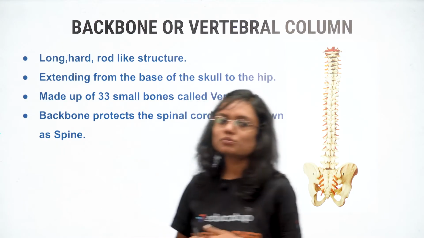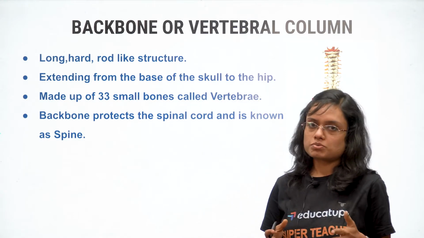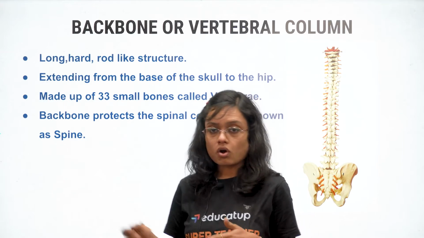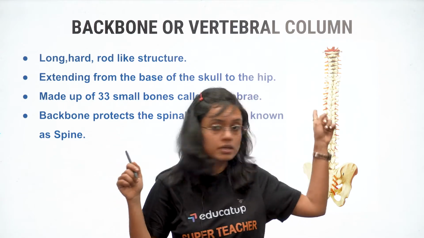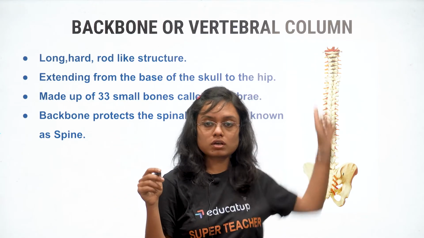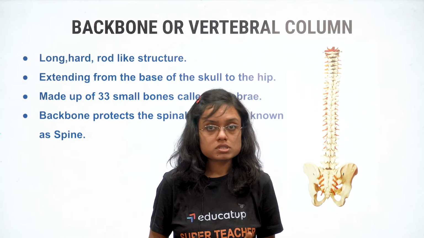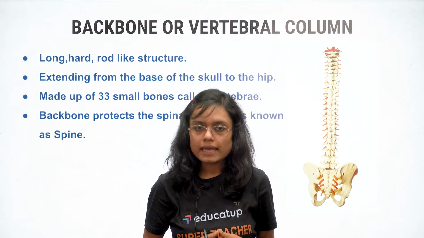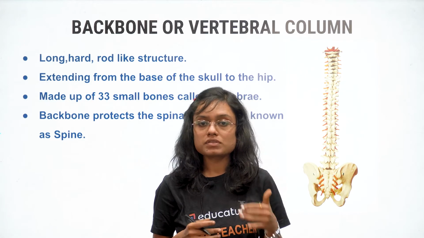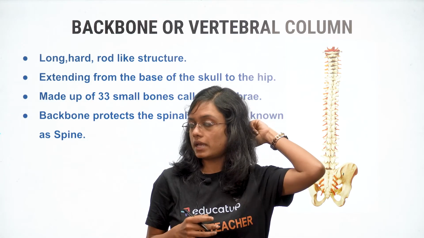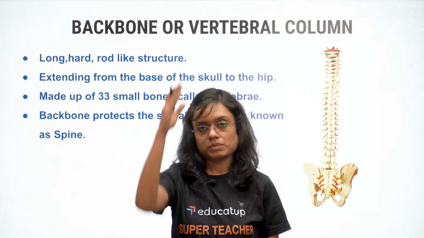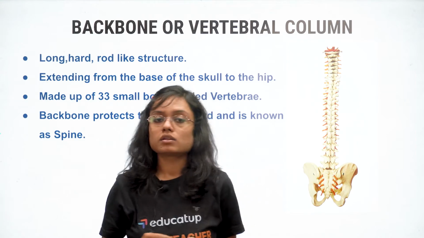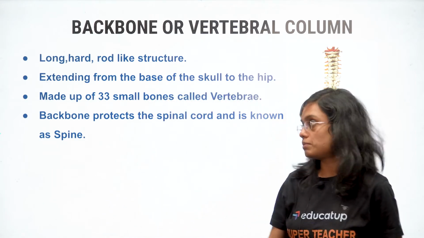Now let's continue. So a backbone or vertebral column is the long, hard rod-like structure. It's very long, as you can see in the image over here. It is completely made up of bones, so extremely hard, and it's just like a narrow thing, so it looks like a rod. It extends from the base of the skull to the hip. That means from here till our hip joint, it's completely present. It is made up of 33 small bones, and those bones are known as vertebrae.